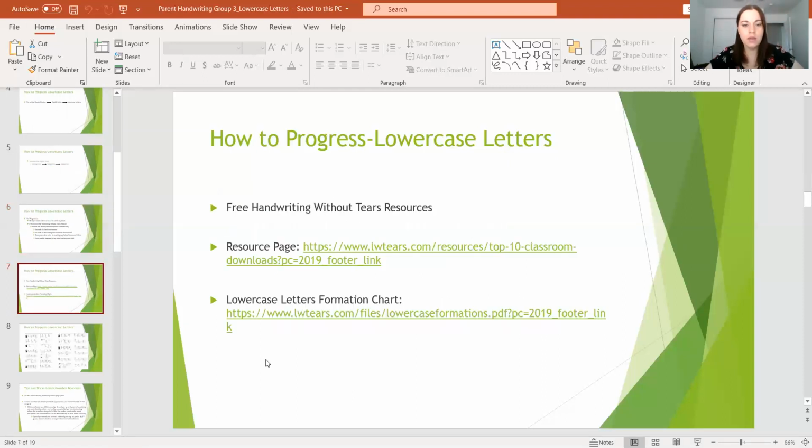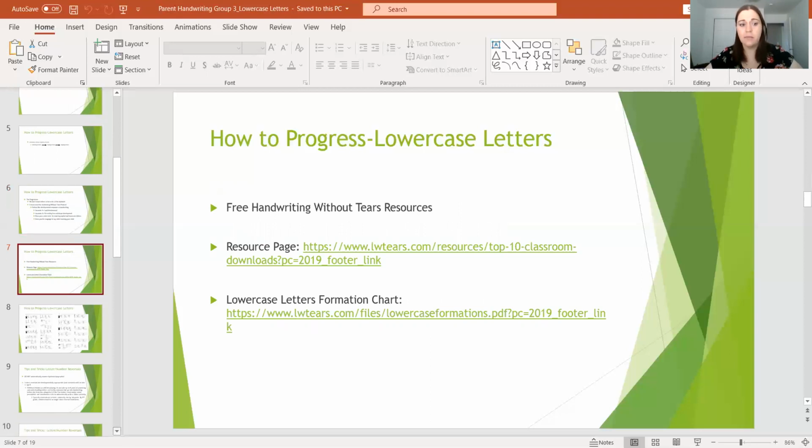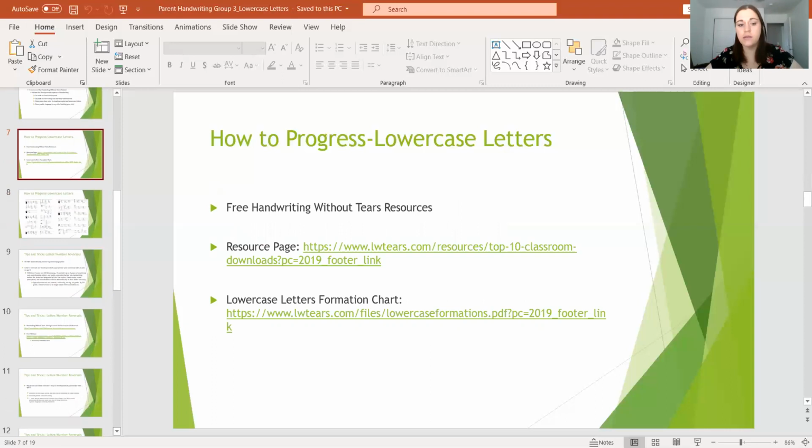So I included a couple of links. They're the Handwriting Without Tears, Learning Without Tears general resource page, but then also the Lowercase Letters formation chart. I really encourage you to check out both of those links. There's a lot more information on there. And I use it all the time. They have so many free resources. And it's so great to be able to tell families to check it out, to give families their free resources, and then just to use it in my sessions.